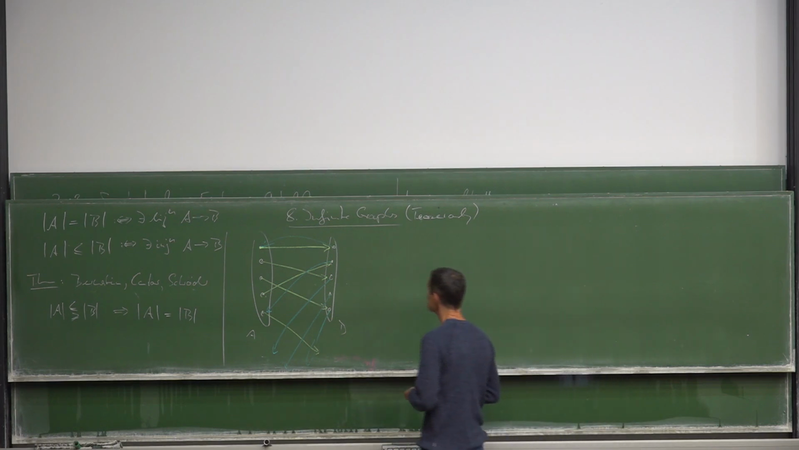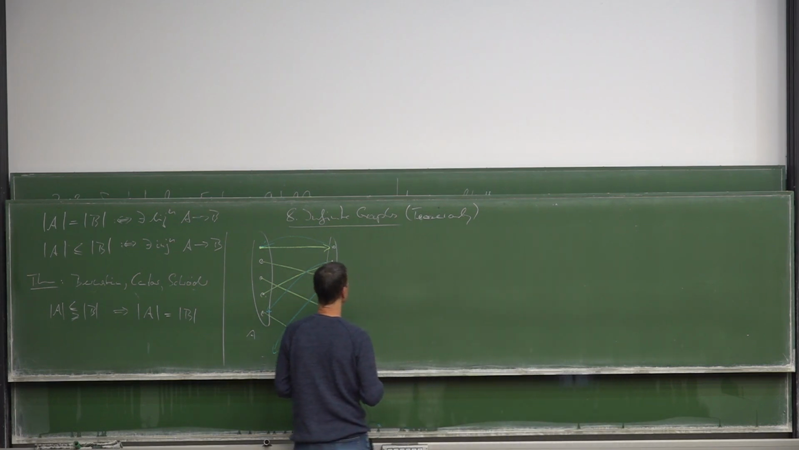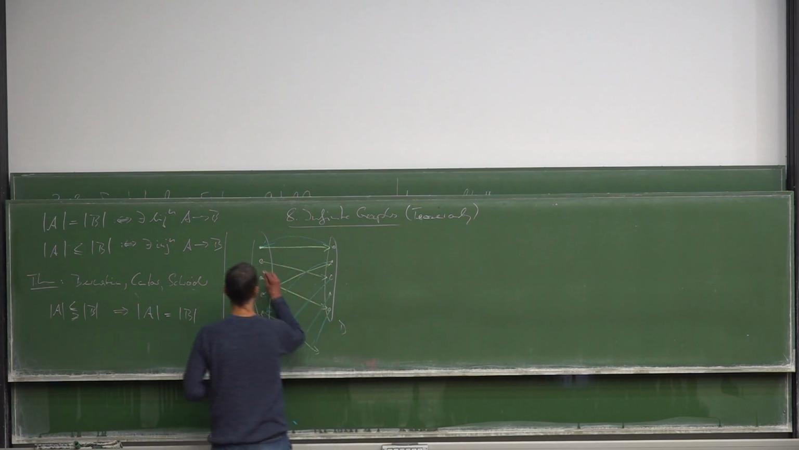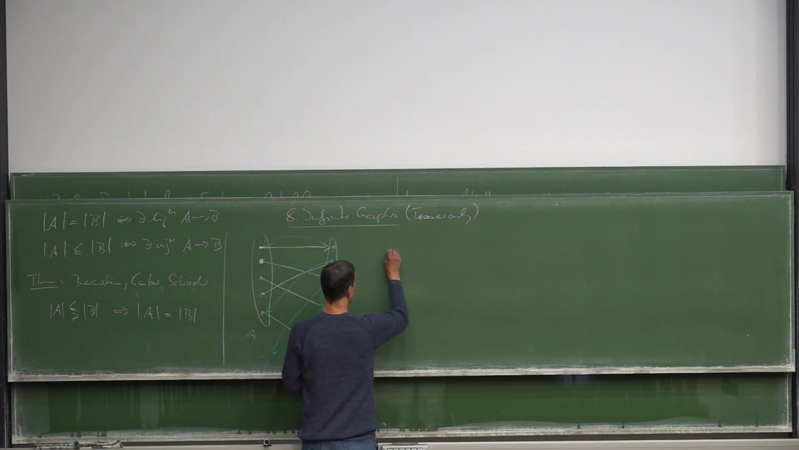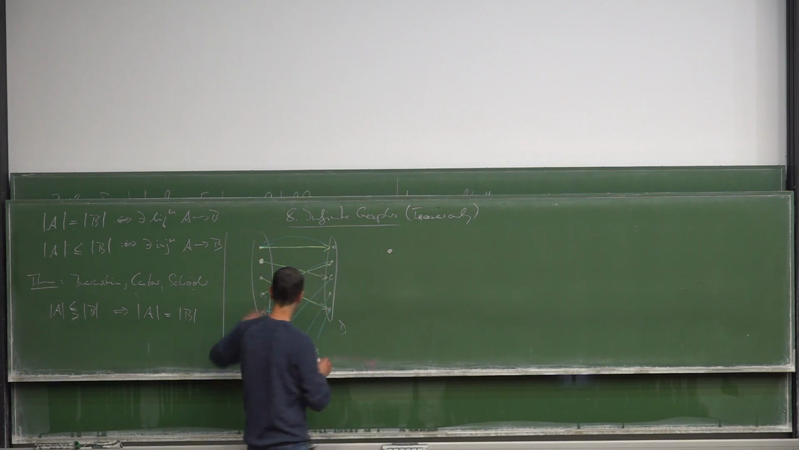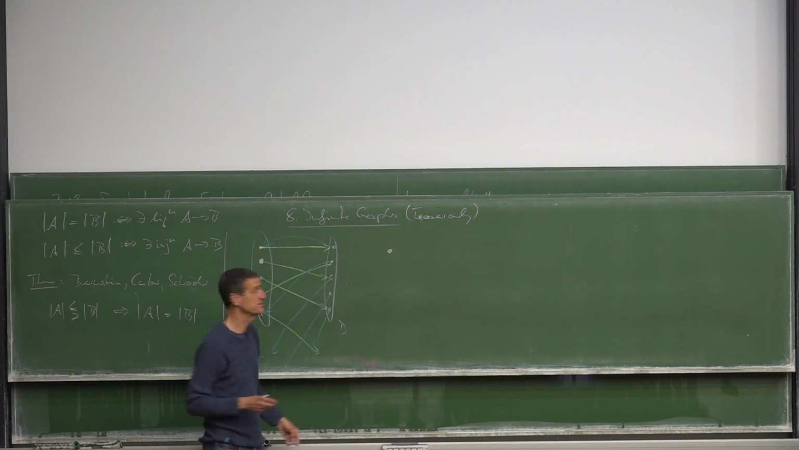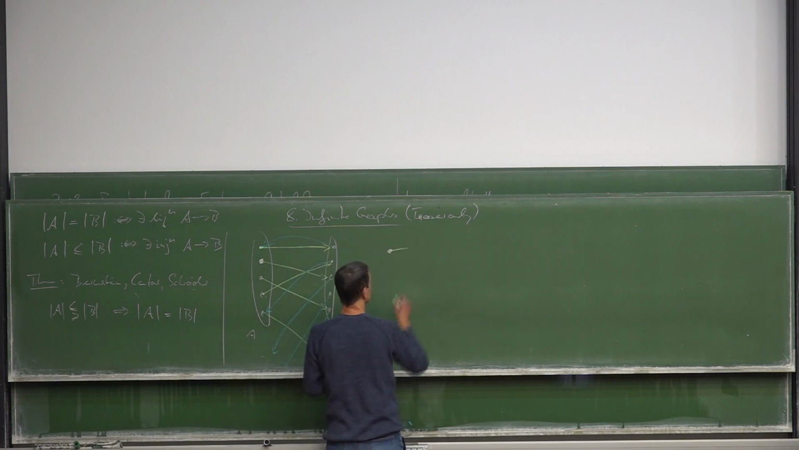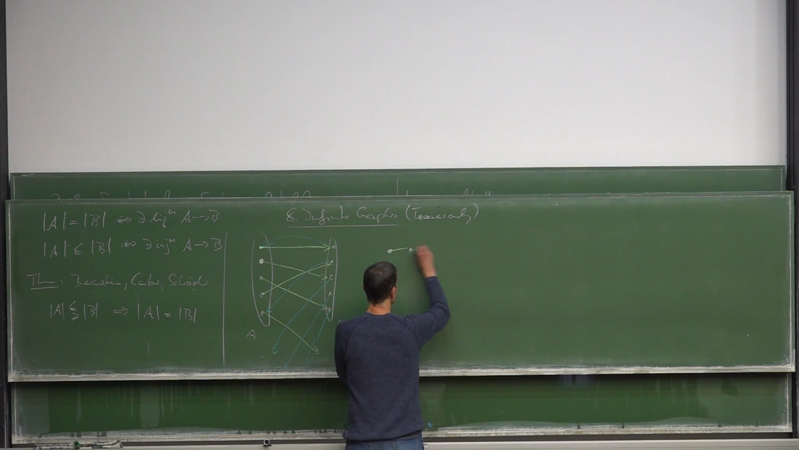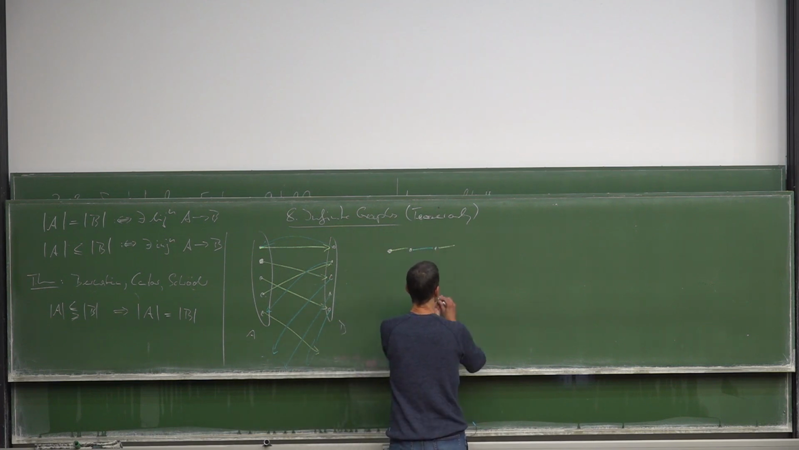So what could they be? Well, if we start at a vertex here, from every vertex in A, we have a green edge to the right. And then from every vertex on the right, we'll have a blue edge to the left. And then we can go back to the right, and so on. And this can never stop.